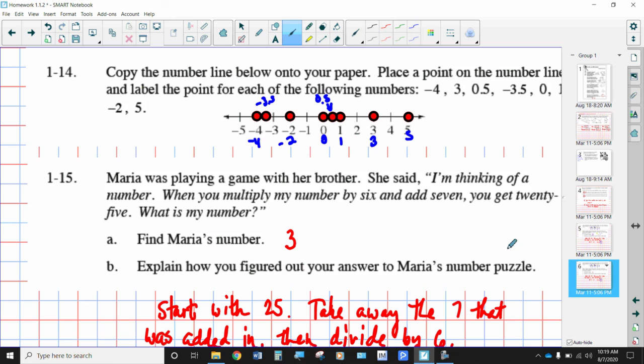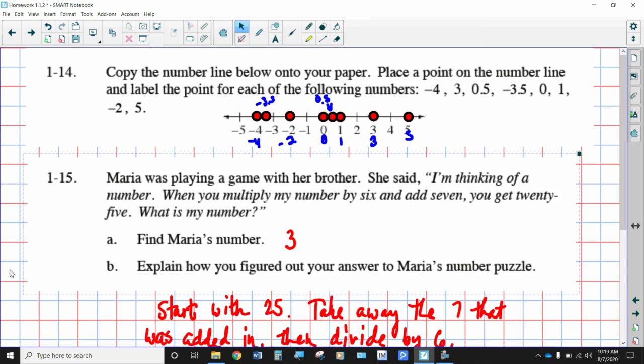Okay. So, good job on your homework. If you made any mistakes, feel free to correct them. You're not getting marked down for any mistakes. You're actually learning from making the mistakes and analyzing those mistakes and making the corrections.